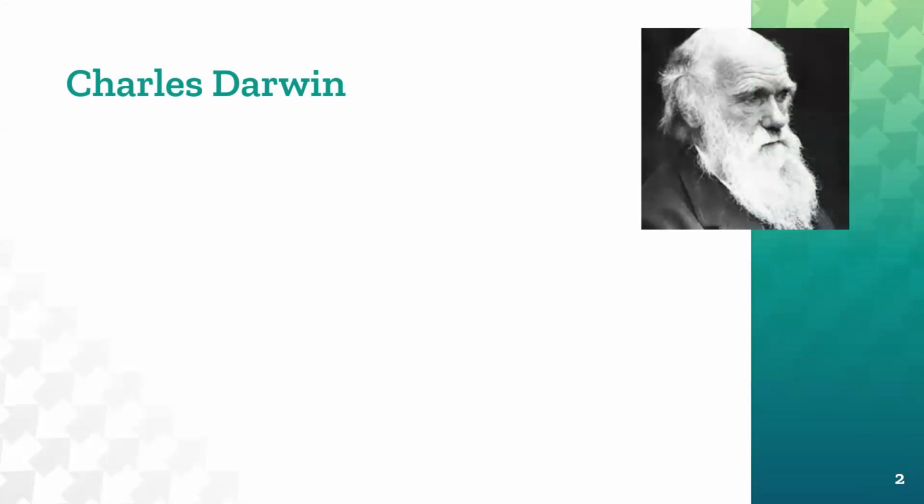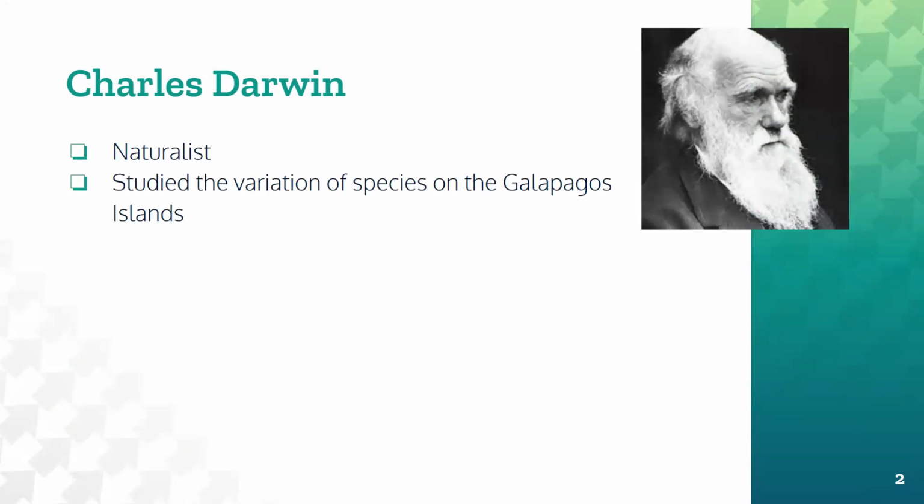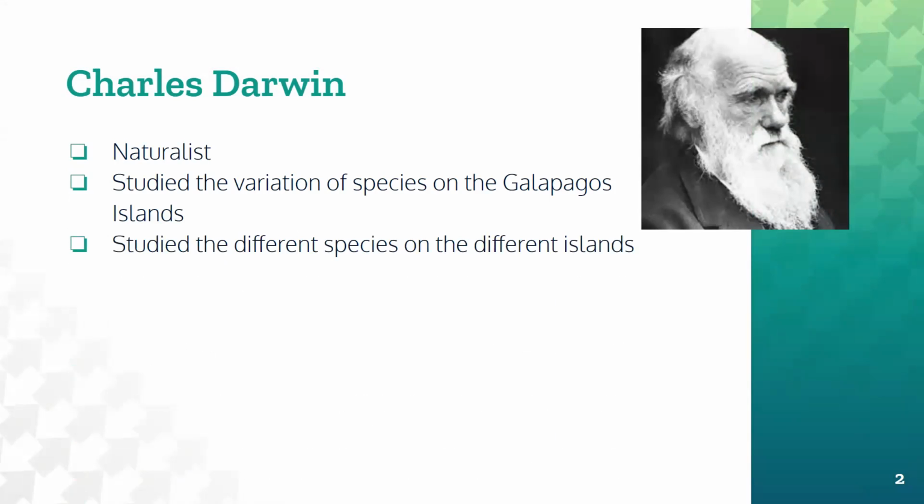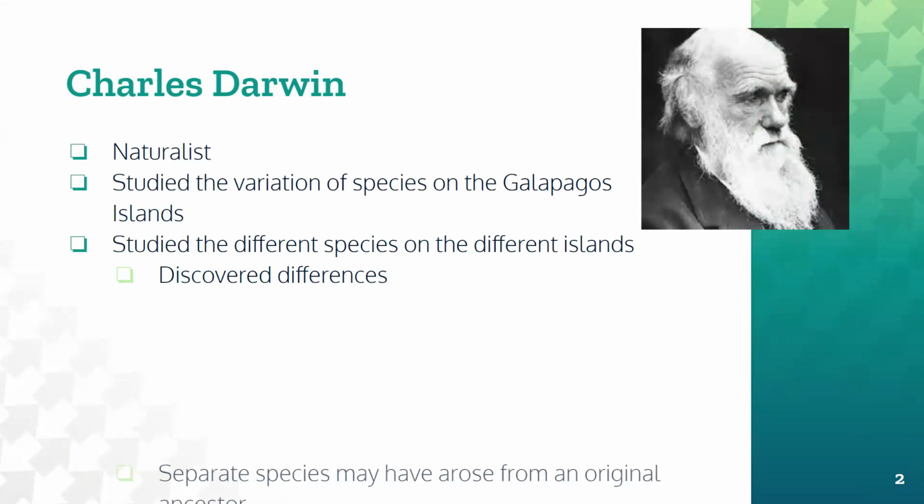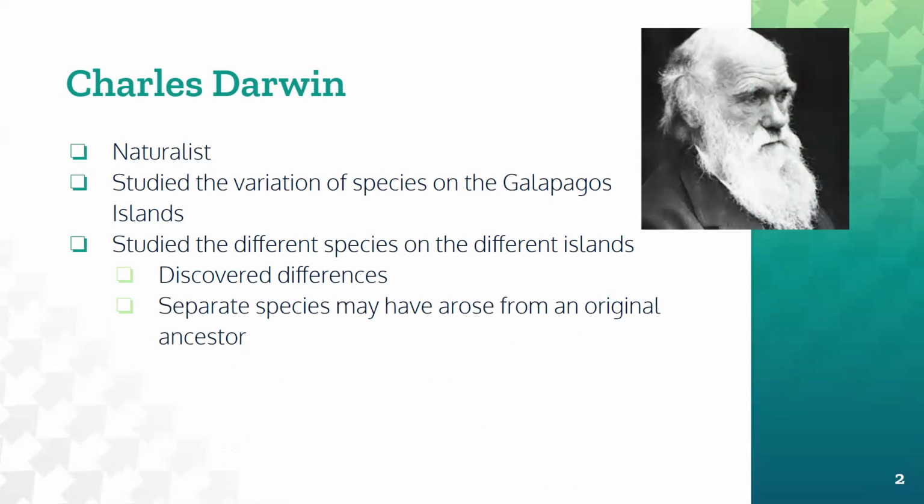Charles Darwin is a famous naturalist. He is well known for the work he did on the Galapagos Islands. He studied the many different species that lived on the different islands and compared them to each other. He discovered that they were in fact the same species but had different characteristics, and they did come from an original ancestor that they had in common.